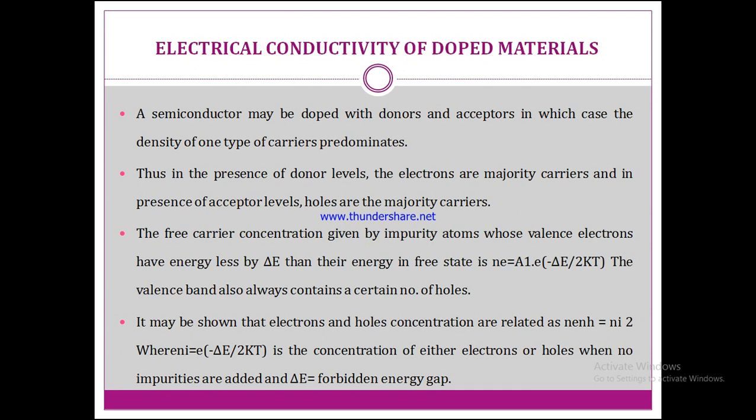The valence band also always contains a certain number of holes. It may be shown that the electron and hole concentrations are related as N_e N_h is equal to N_i squared, where N_i is equal to e raised to minus delta E upon 2 kT, the concentration of either electrons or holes when no impurities are added, and delta E is the forbidden energy gap.